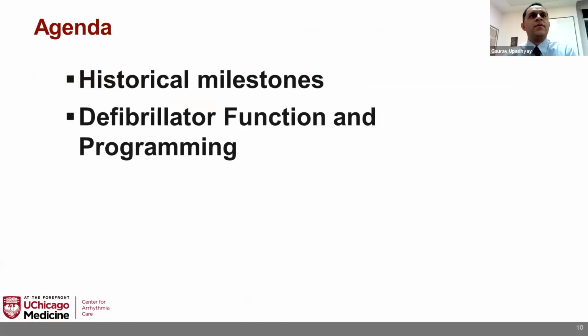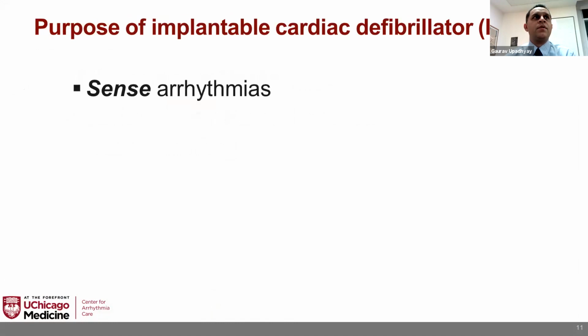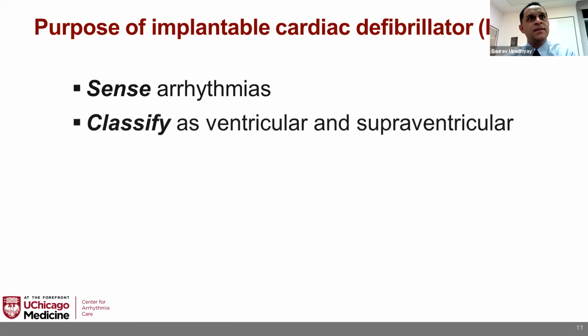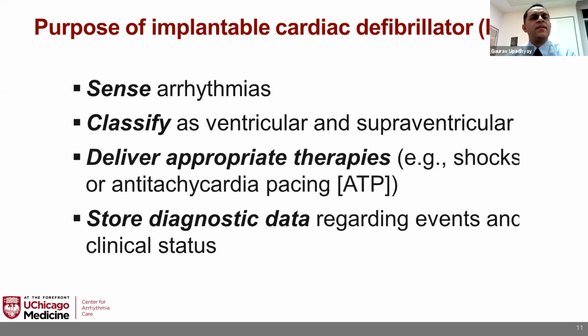Well, what about defibrillator function and programming? How do these devices work? Well, the purpose of an implantable cardiac defibrillator is to sense arrhythmias, to classify them, to determine if they're ventricular or supraventricular, and to deliver appropriate therapies, either shocks or anti-tachycardia pacing. Finally, they're actually quite helpful at storing diagnostic data, and there might be an evolution in coming years in using the diagnostic data that's being acquired by these devices.